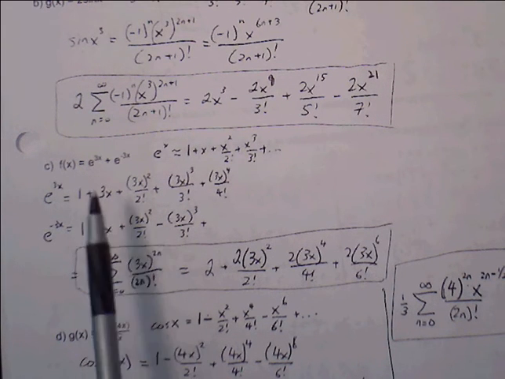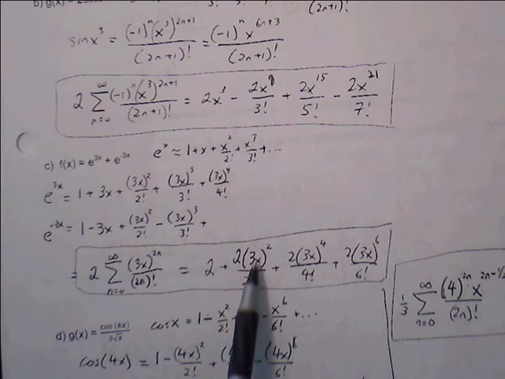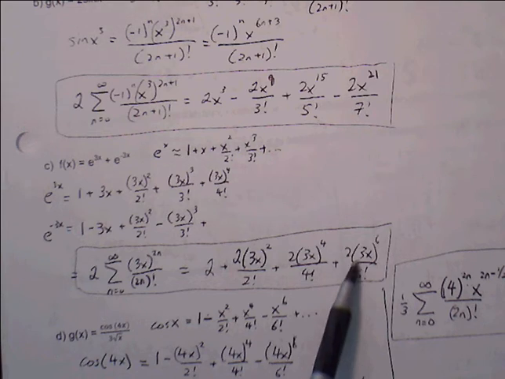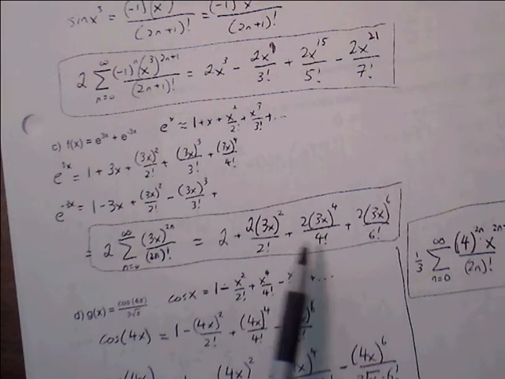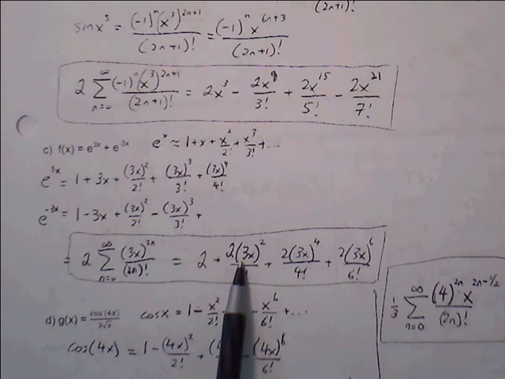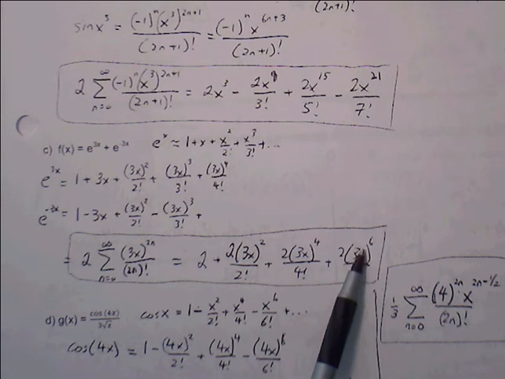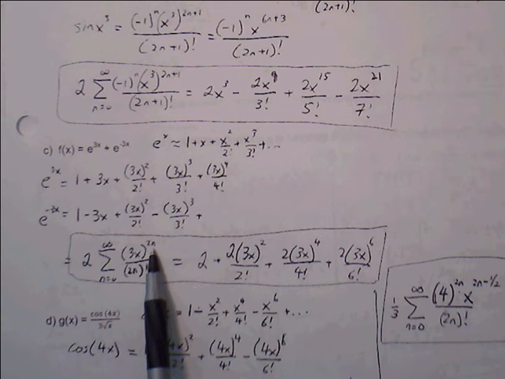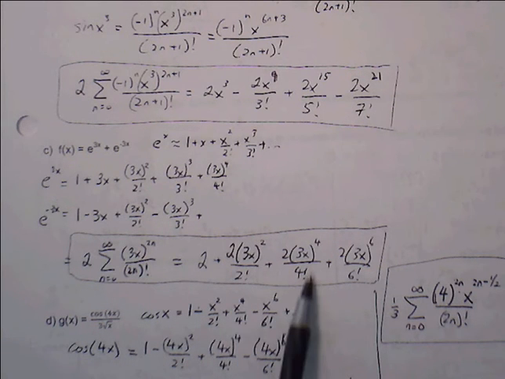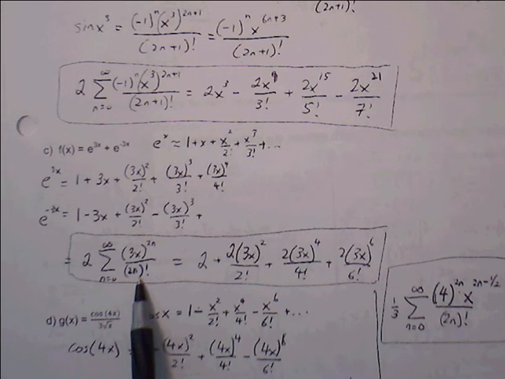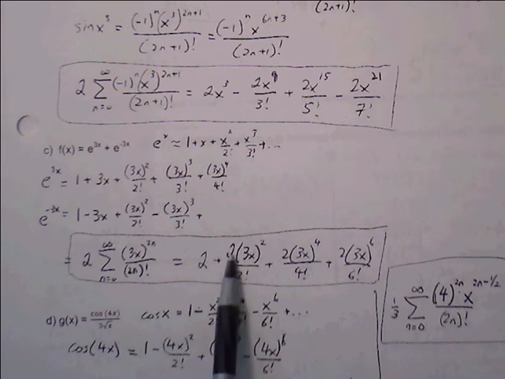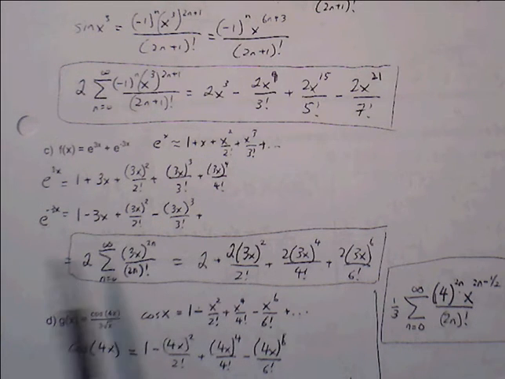So really, we can just do 2 plus, and then we can double 3x quantity squared over 2 factorial, and then double 3x quantity to the fourth over 4 factorial, so on and so forth. And then if we look at this, we can create our general term, which is the fact that 3x is always going to get raised to powers of 2, so 2n will represent that pattern. And then the denominator will always match the exponent that we see, so 2n factorial. And then the 2 is being multiplied through because every term is going to get doubled, so that's why the 2 is there.